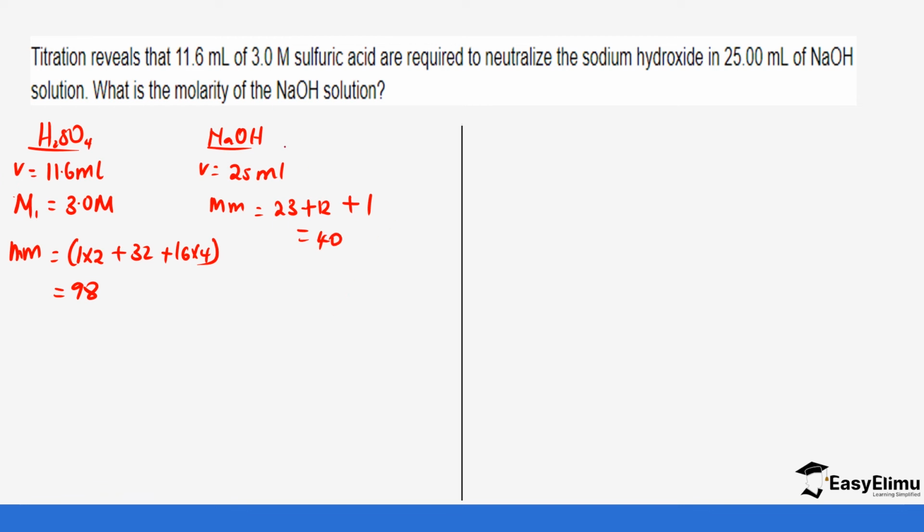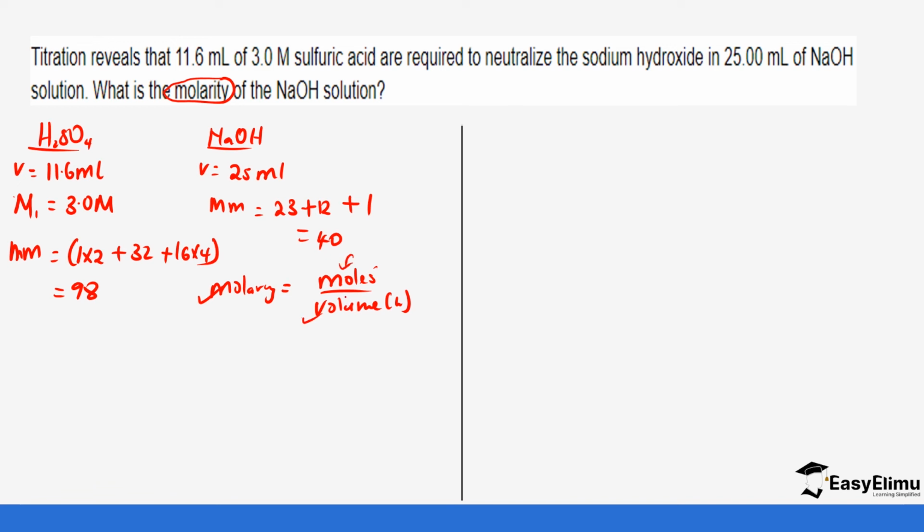So the question is, you have been asked for the molarity of sodium hydroxide. We know that molarity is equal to the number of moles over the volume in liters. So when you look at this formula, we have the molarity and the volume already, so we need the moles. So how can we get the moles?